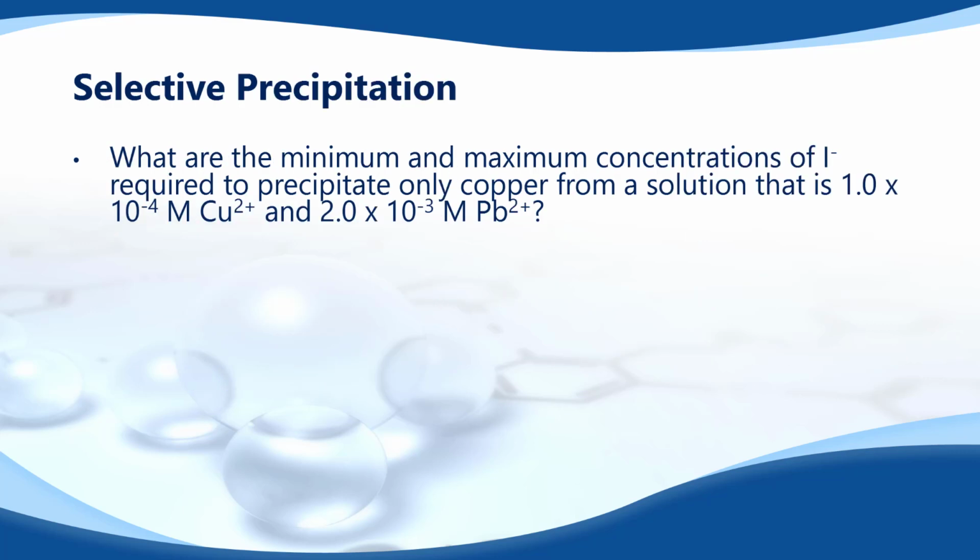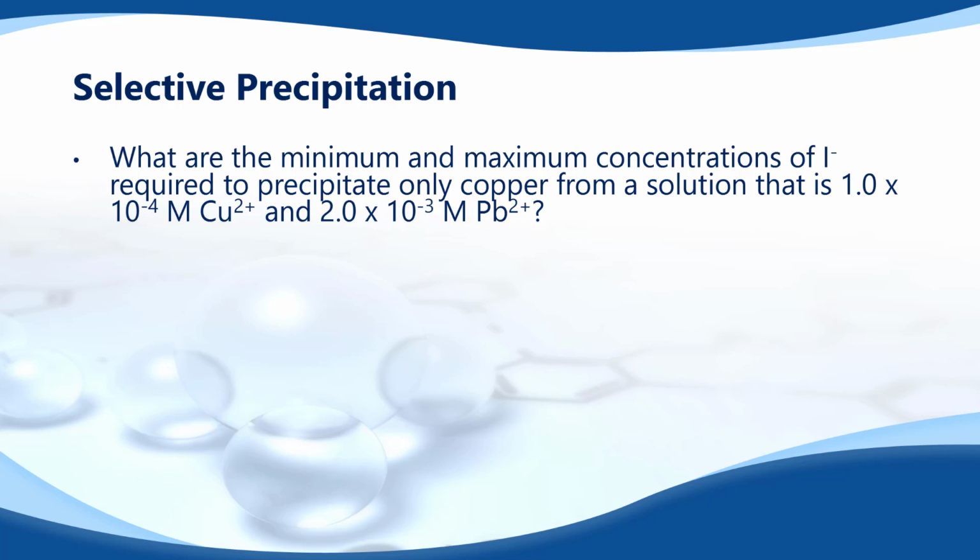So one actual application of this is the ability to selectively precipitate certain ions. Let's say that we had a mixture of two different ions in solution: copper 1 plus (Cu+) and lead 2 plus (Pb2+), and I gave you the initial concentrations of each. What I want to do is see what the concentration of iodide has to be to precipitate out just the copper.